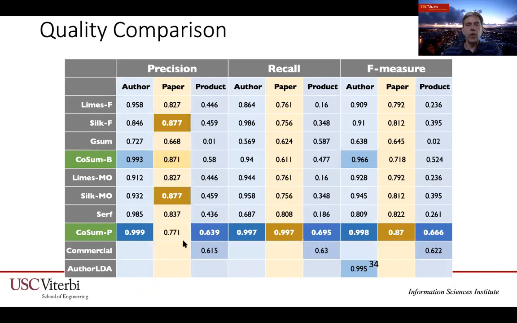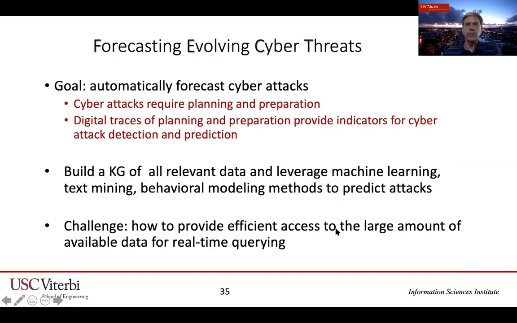This technique worked quite well. So you can see this is compared to a number of different systems. The system that was developed here is called COSUM. There are 2 versions of it, COSUM B and COSUM P, just using different metrics in terms of how they were doing the linking. And the highlighted boxes correspond to the best results. And it's comparing 3 different domains: author, paper, and product, with precision, recall, and F measure, and almost across the board, COSUM P outperforms other systems.